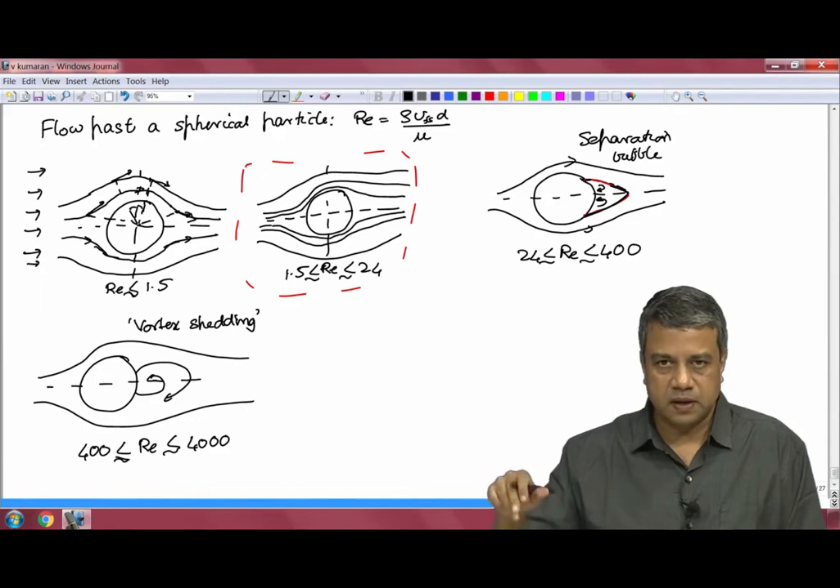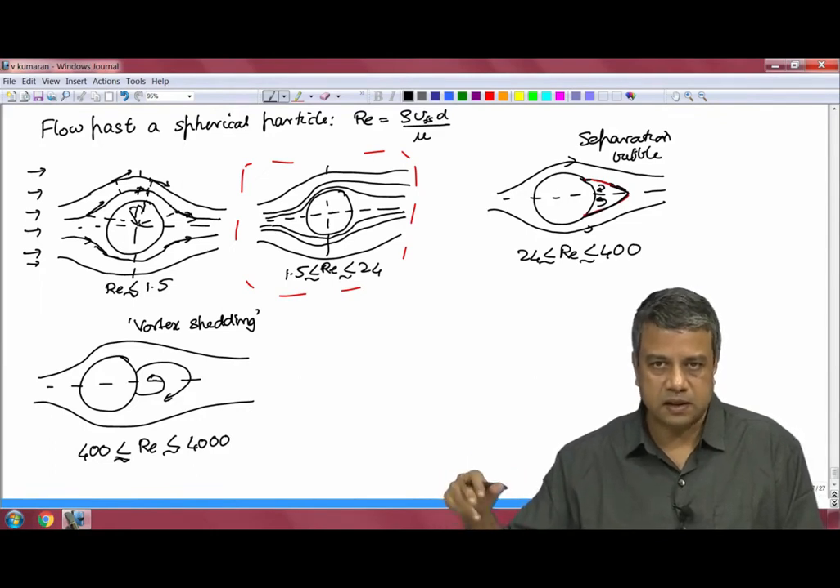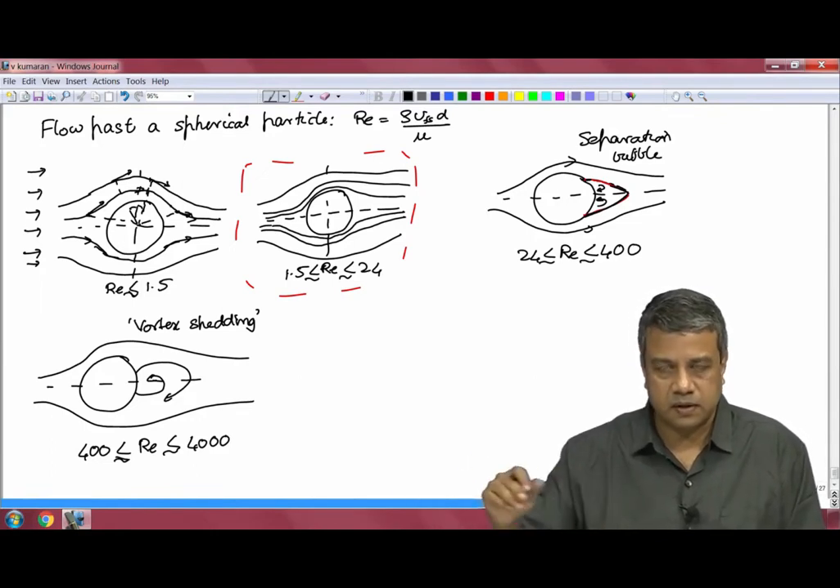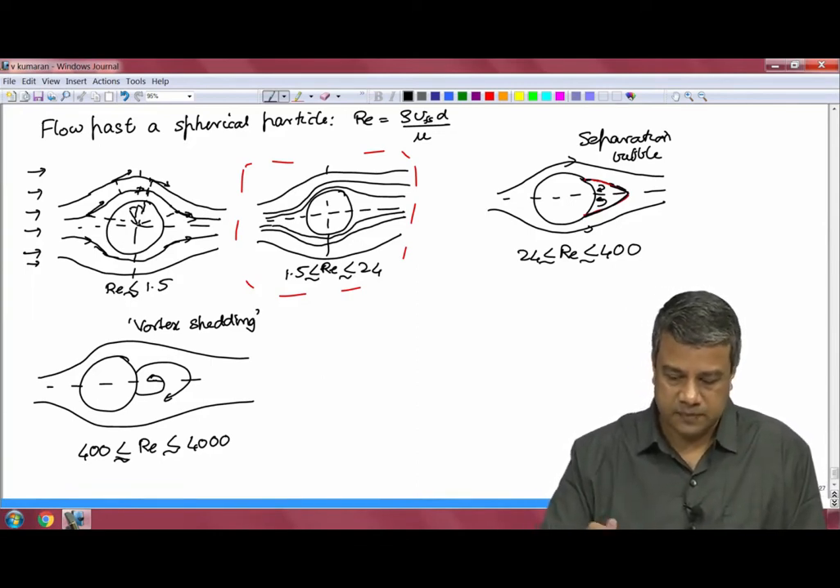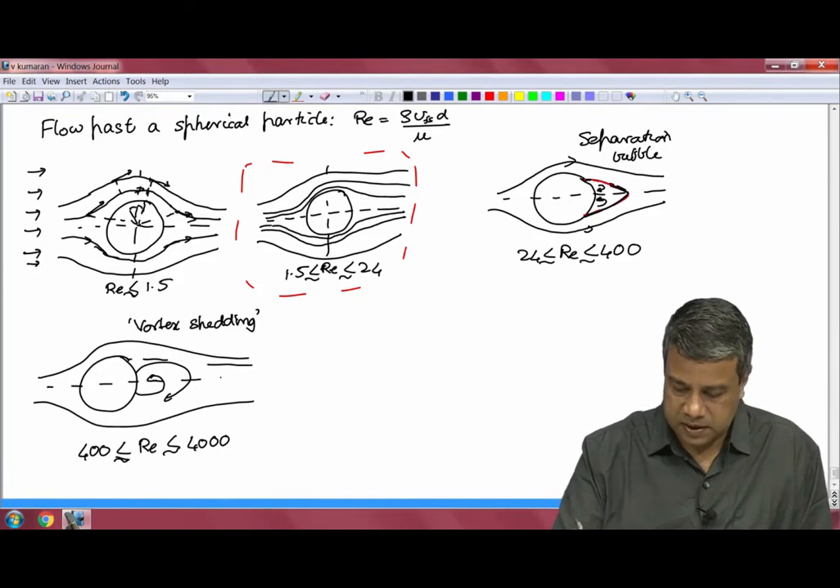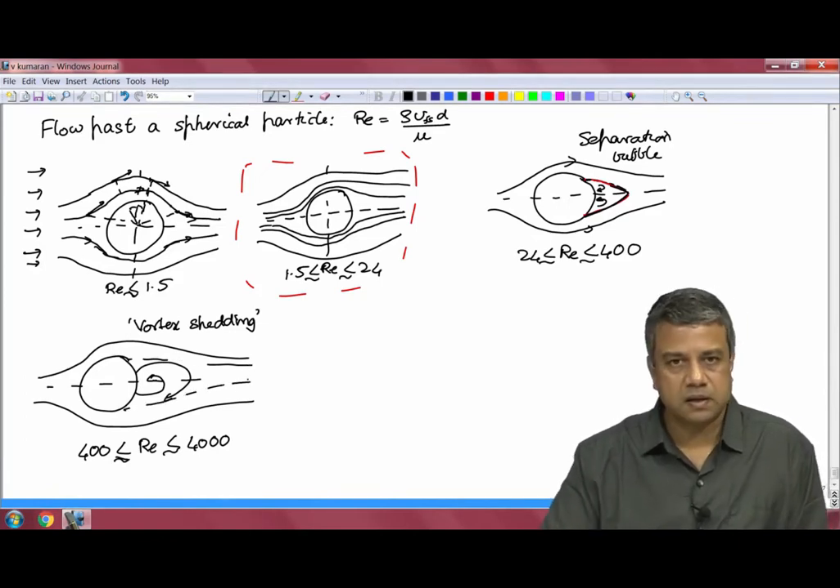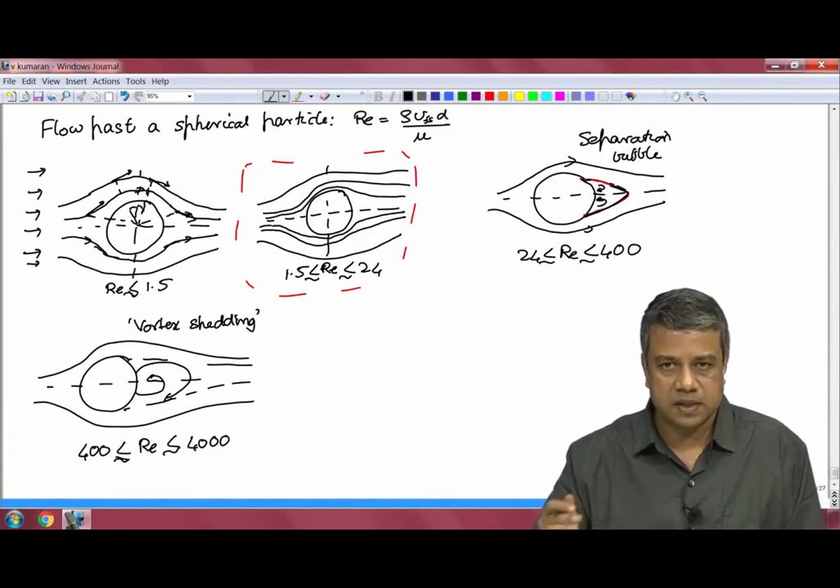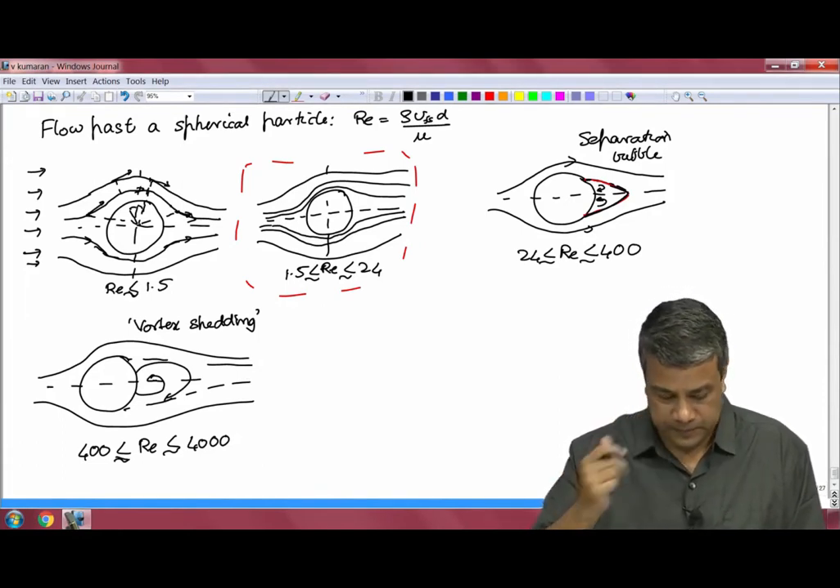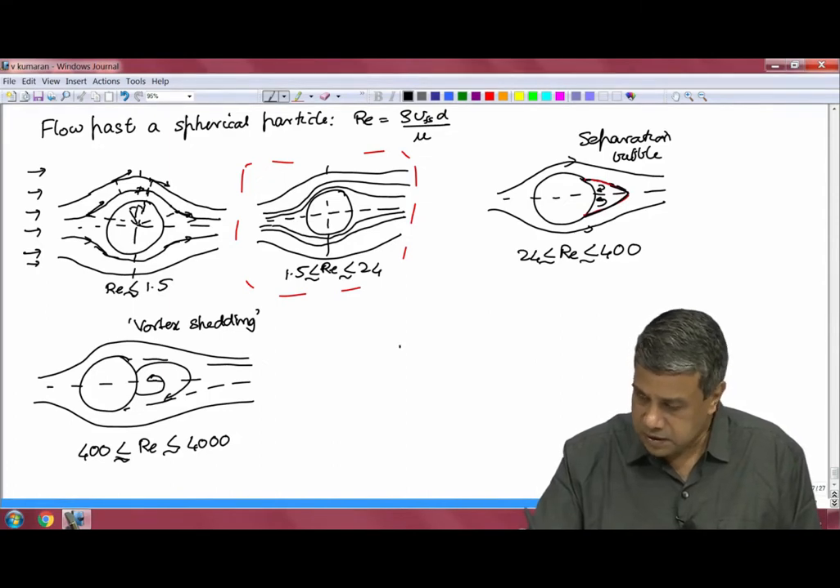So, you have this periodic vortex shedding, the flow is no longer steady on the downstream side. You have periodic vortex shedding, whereas on the upstream side there is a steady flow. And this periodic vortex shedding happens in a region that is called the wake. The wake behind the particle, within which there is periodic vortex shedding. Further increase the Reynolds number.